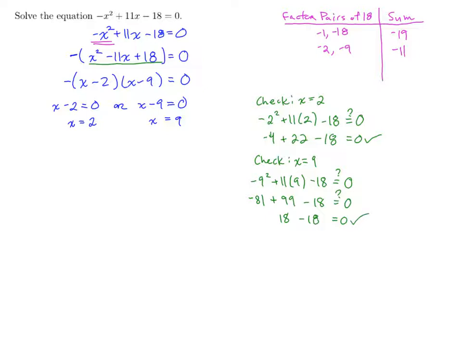So both of these solutions checked, and now I can state that the solution set is the set containing the numbers 2 and 9, and so I'll write that with curly braces and 2 comma 9 inside those curly braces.